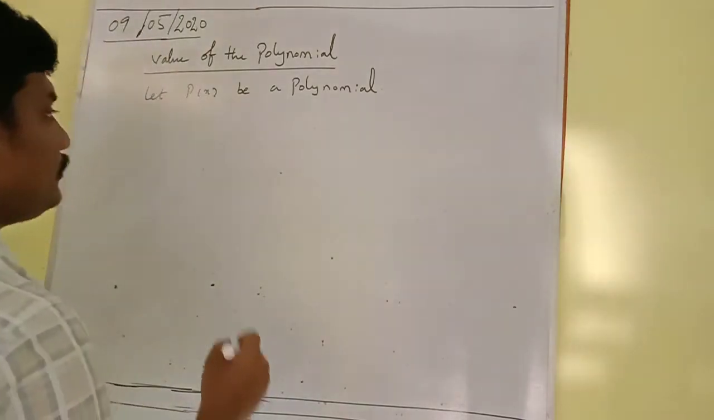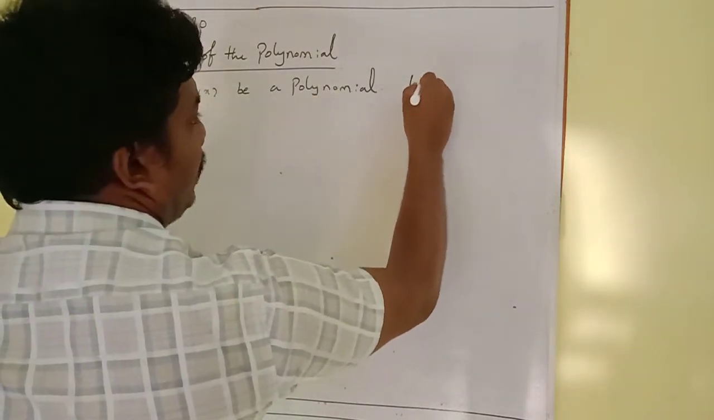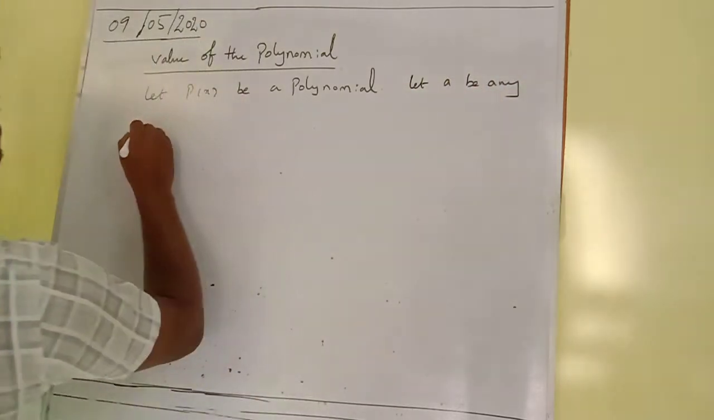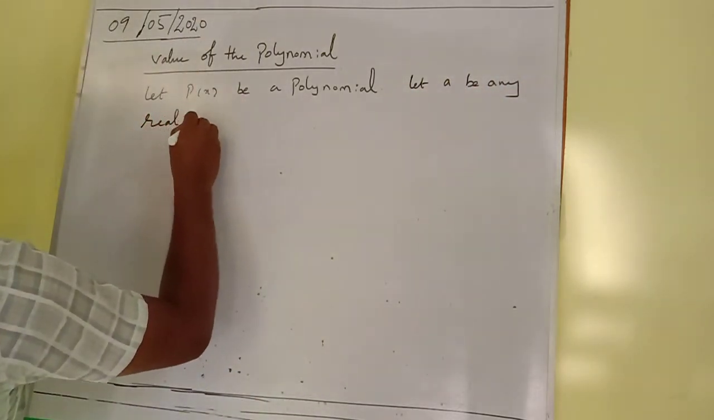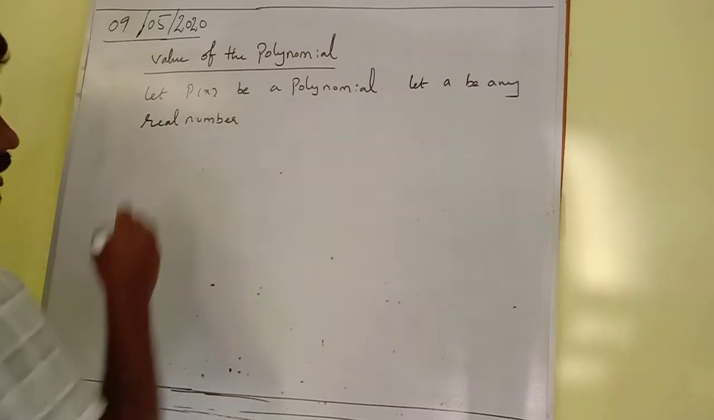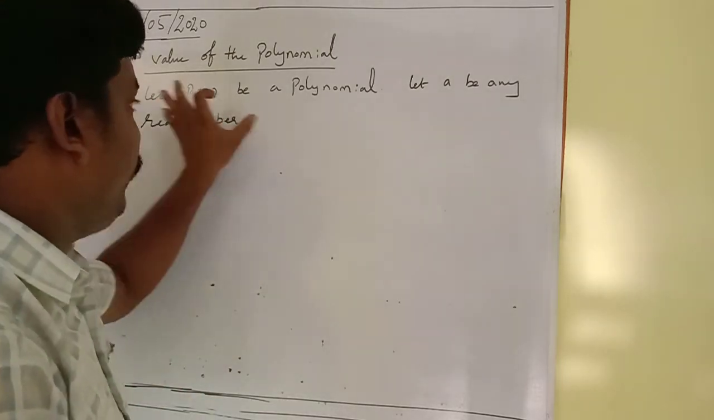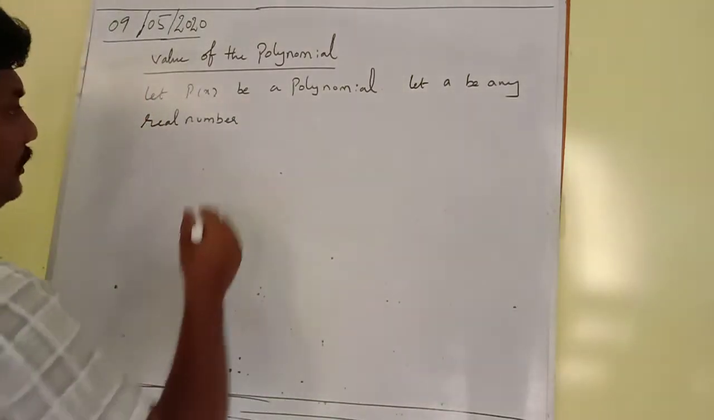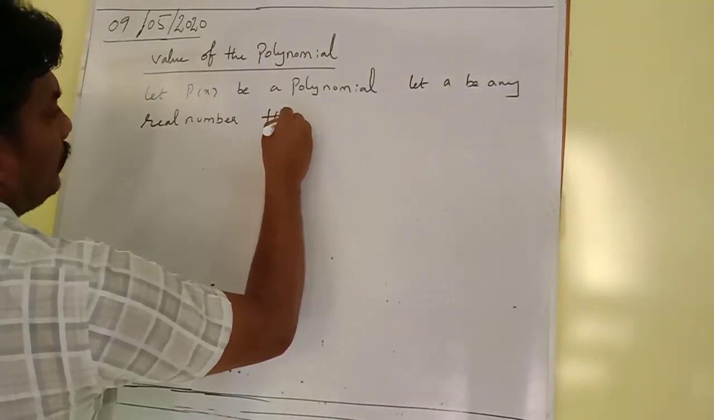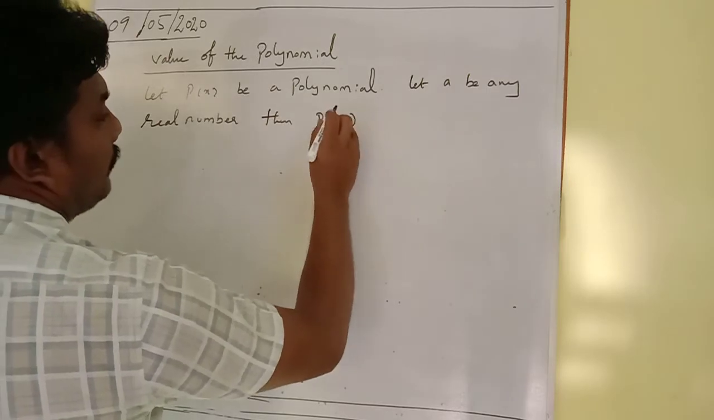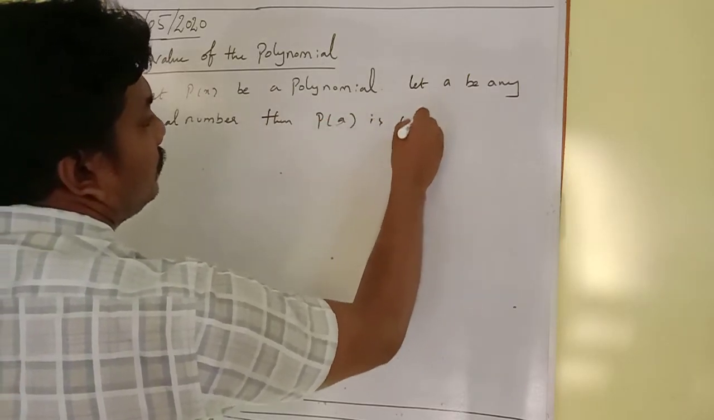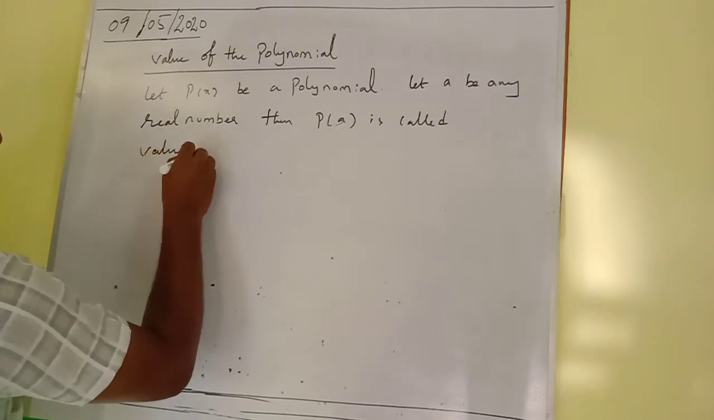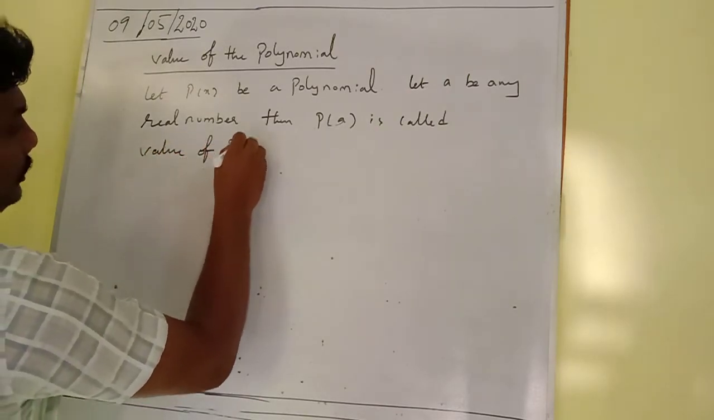Next, let A be any real number. Let P of x be any polynomial and A be any real number. Then P of A is called the value of the polynomial.